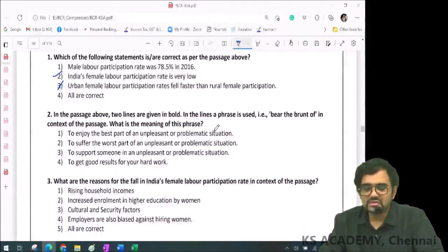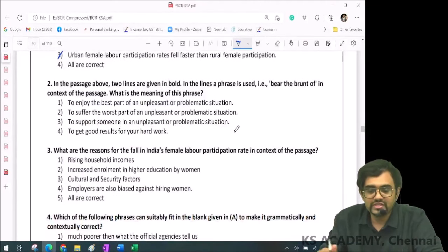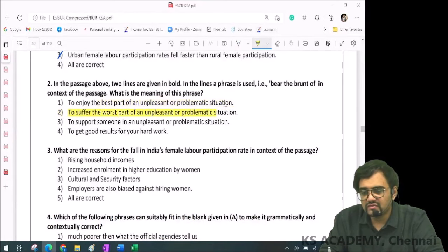Yes, it means the worst part of the consequence. That is, suffer the worst part. So obviously option number 2. Bearing the brunt always means suffering the worst part of an unpleasant situation.